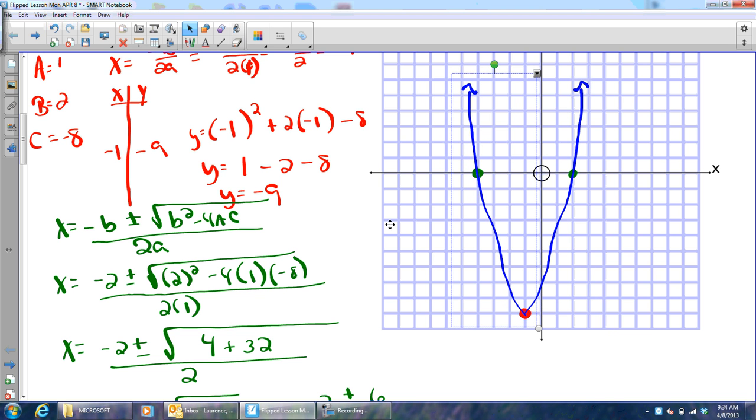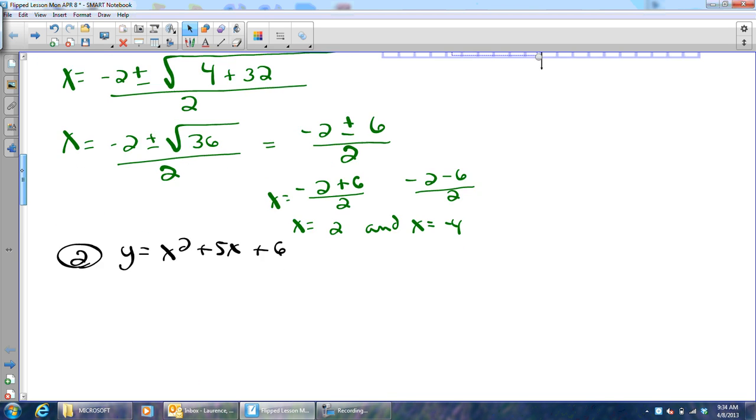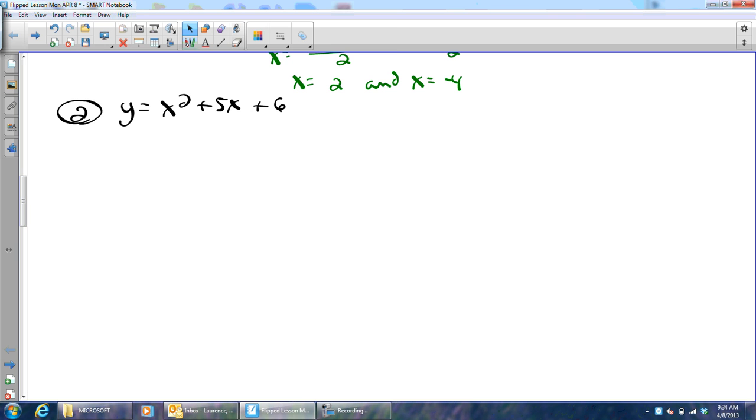There we go, there's our parabola. Okay, let's check it out again here. Here's problem number 2. I'm going to identify a, b, and c.